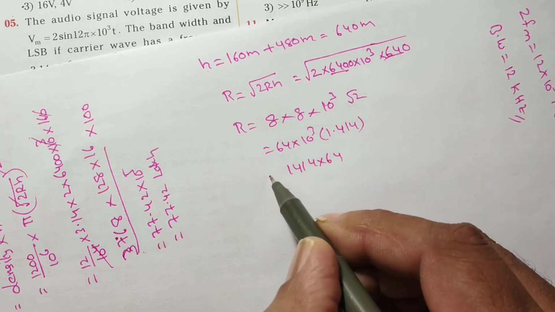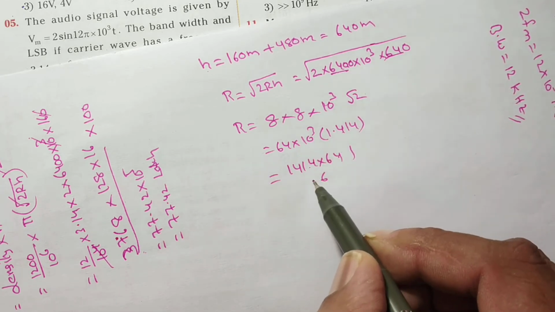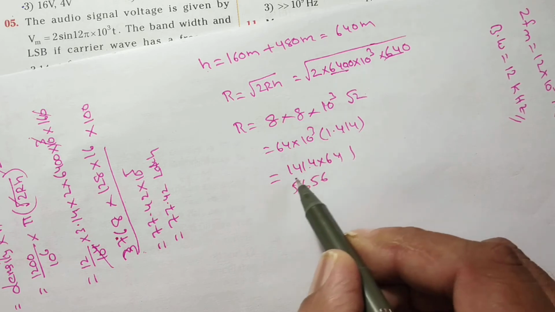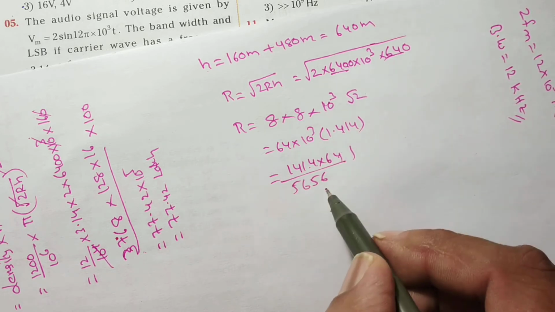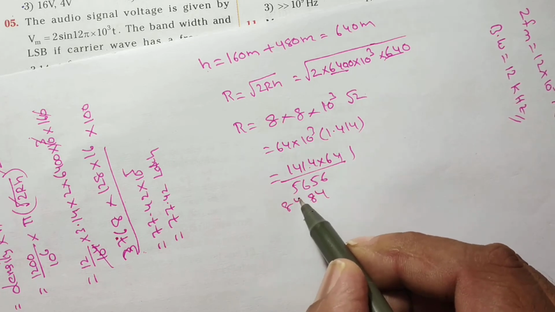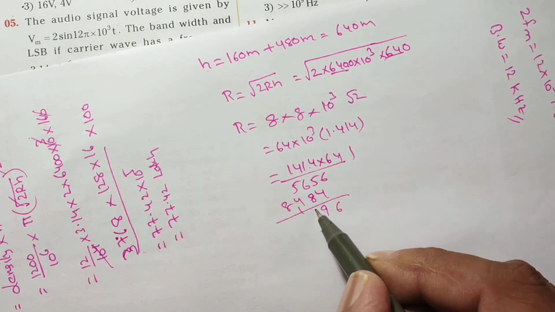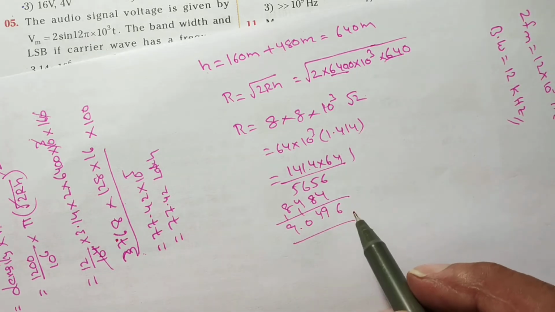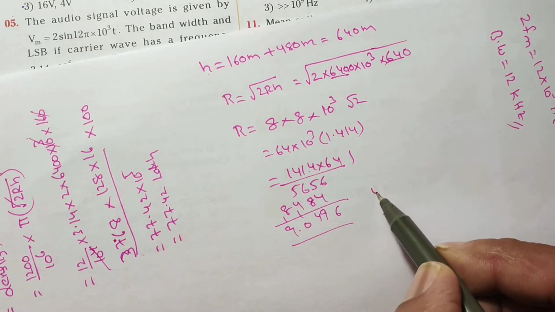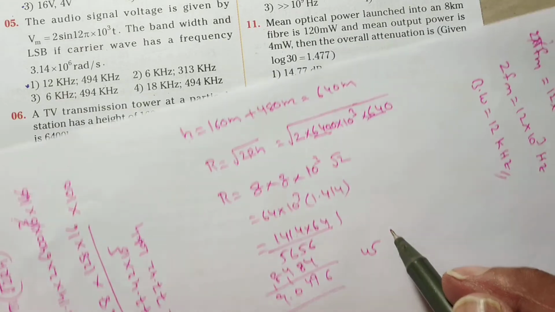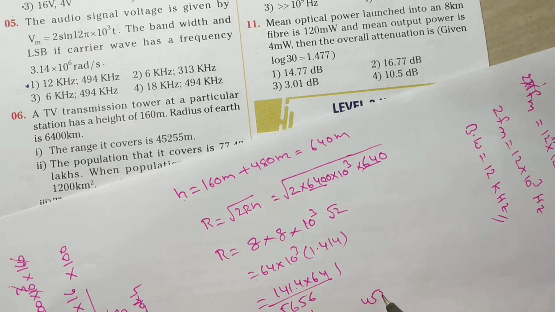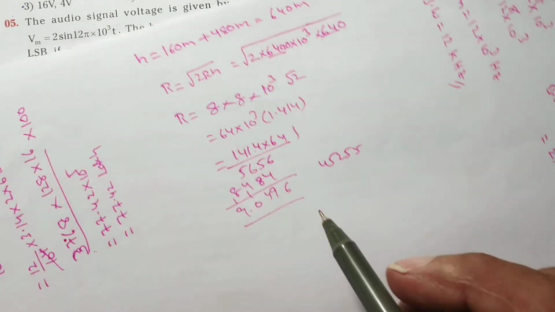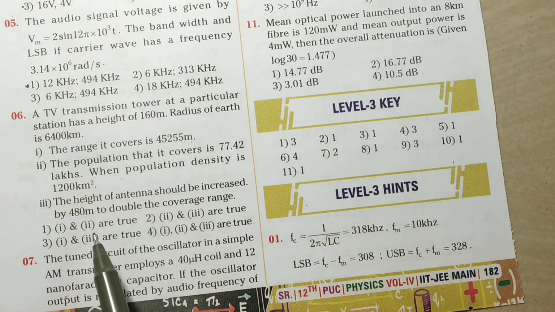14 into 14 is 196... 6 4s are 24, 6 1s are 6, 84. Now 69 into 1410 gives 90496. That means we have got approximately double. Before this, 945 we have got is 45255. This is around the double, so this is also correct. So all three options are correct. It means 1, 2, 3, fourth option is correct.